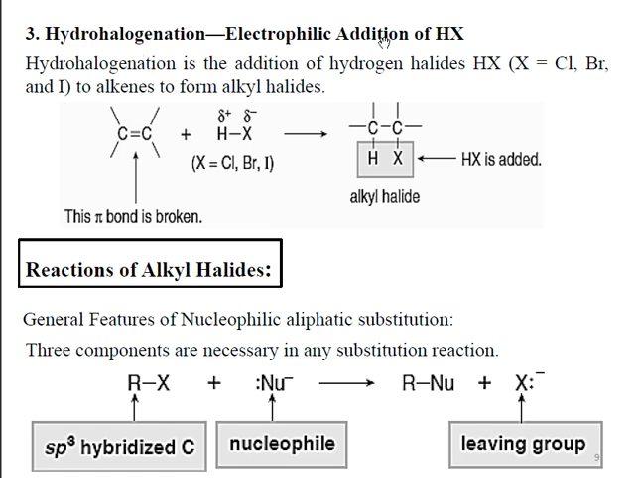The third method to prepare the alkyl halide is the hydrohalogenation, electrophilic addition of the HX. That means the HX will be added to the double bond or to the triple bond. Now the double bond here is a nucleophile, or is the base.